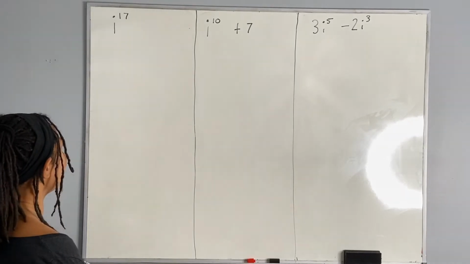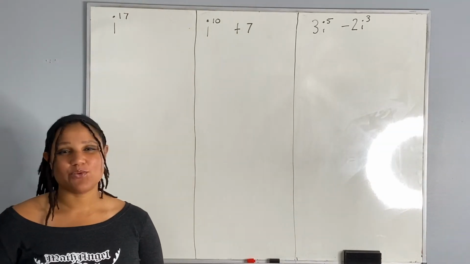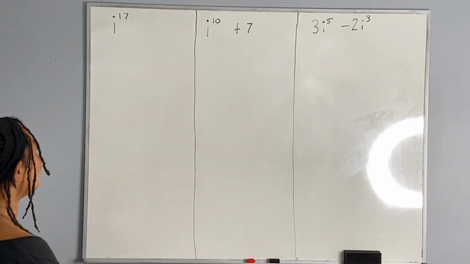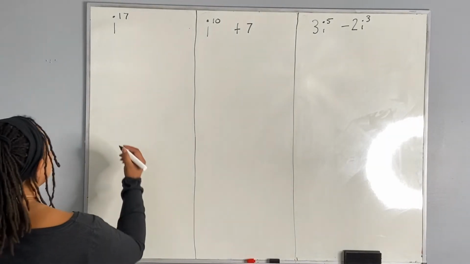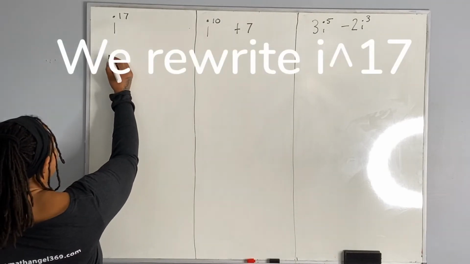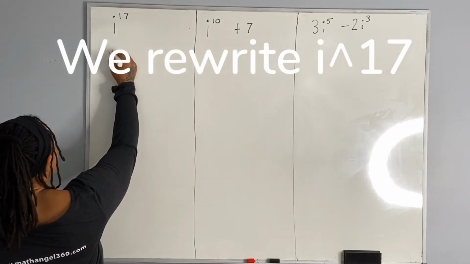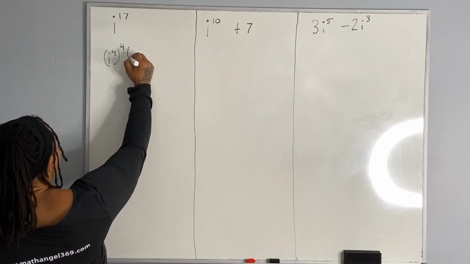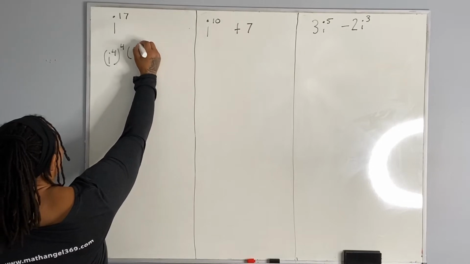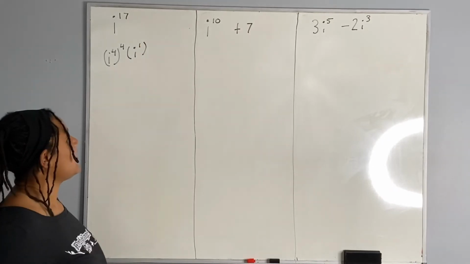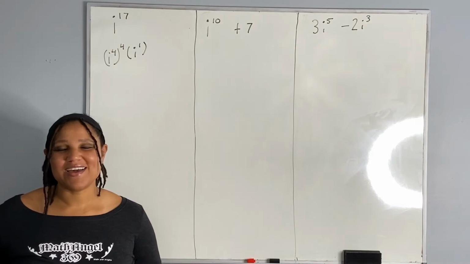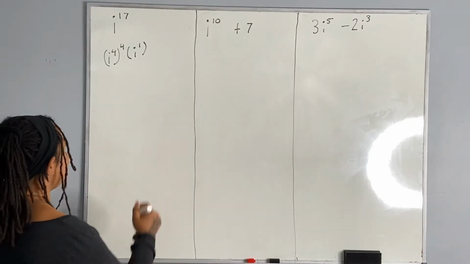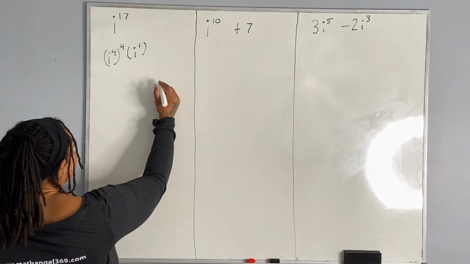We have i raised to the 17th power, and we want to find the power of i and simplify. So what we're going to do is take i and rewrite it as i to the fourth, all raised to the fourth power, times i to the first. Now, if you need to work through how to rewrite it, you can think of it this way. I'm going to come over here and write it out to the side.